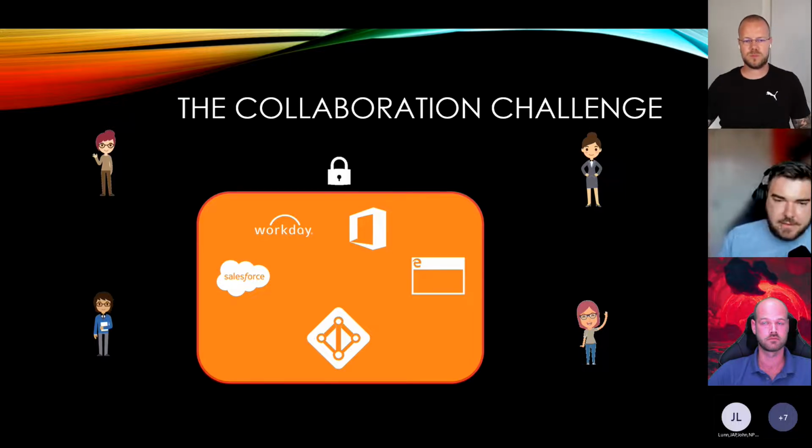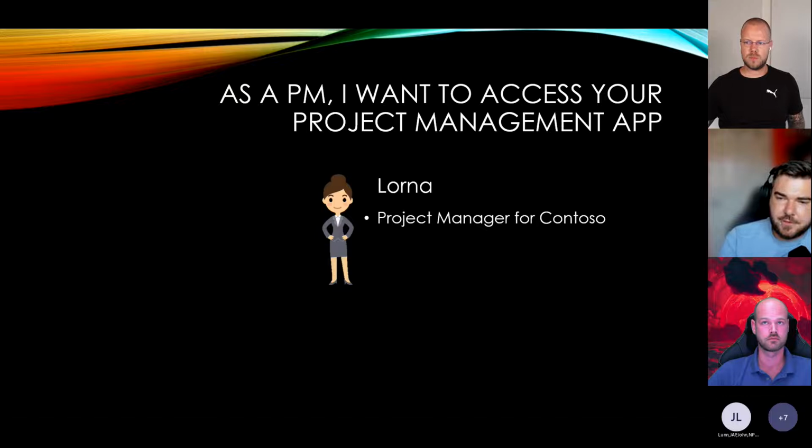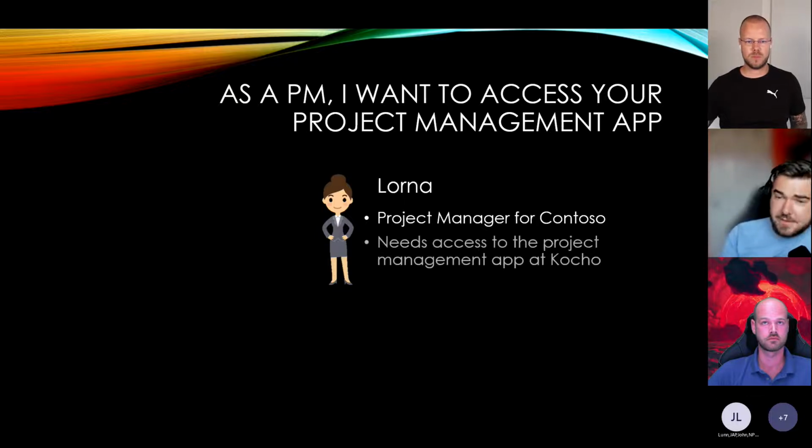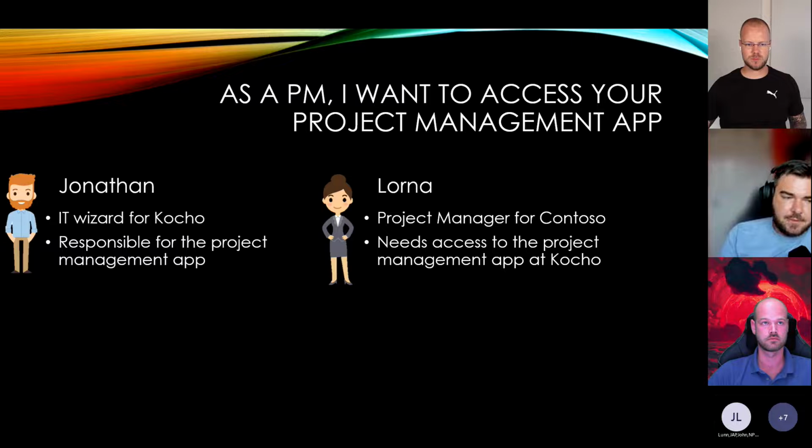So let's have a look at an example. Yes, I know it's that lovely text that we like to read every day on our DevOps board. As a PM, I want to access your project management app. So we've got Lorna, who's a project manager for Contoso, and she needs access to the project management app at CodeShow because she's doing some project work for us. In CodeShow, we have an IT wizard called Jonathan, and he's responsible for that project management app. So how would Jonathan go about onboarding Lorna to access that resource?